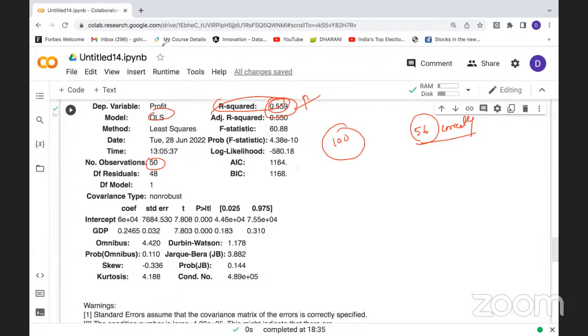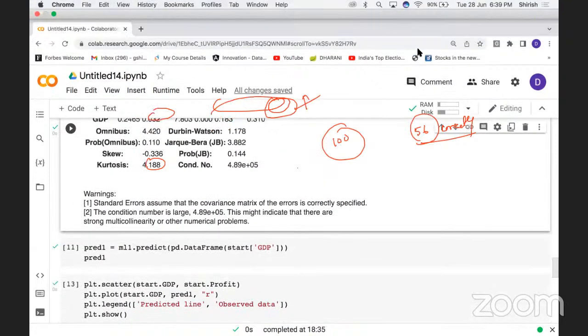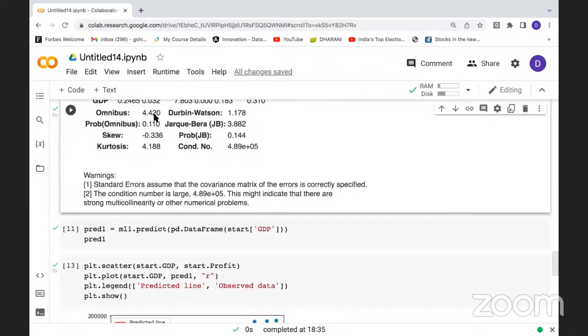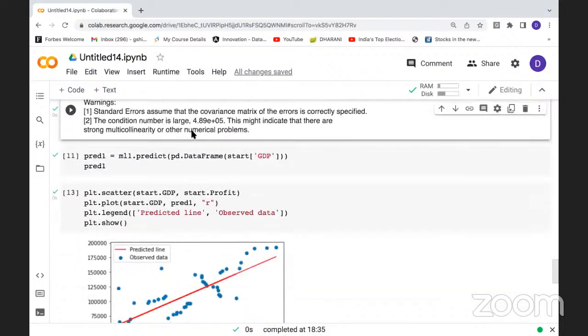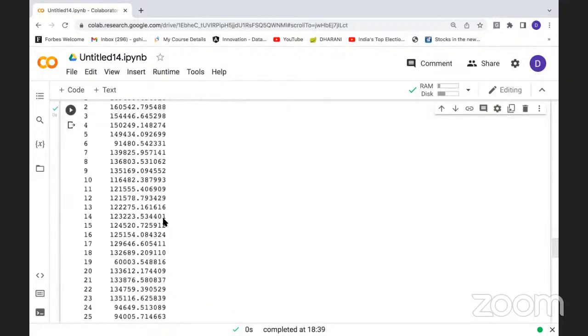So maybe I have to add consumer price index, liquidity, other inputs we have discussed. But I want to know what the error is. Right? These are the two things you can mention in the project: GDP alone is not important for prediction of profit of an organization. So now ML1.predict, this is my model I'm predicting. I'm asking it to take GDP and give me the predictions. These are my prediction values.